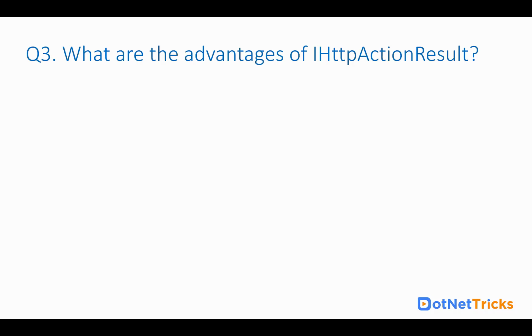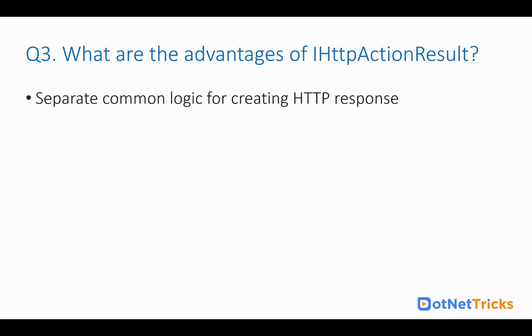Now let's move to the next question: what are the advantages of using IHttpActionResult? The advantage is that it separates the common logic for creating the HTTP response. Because in Web API 1, we create the HTTP response at the action level, where we return the data. But in IHttpActionResult, we are separating that. It also simplifies unit testing, because for writing unit tests for your Web API action, the code should be loosely coupled. So the action should have a single responsibility.